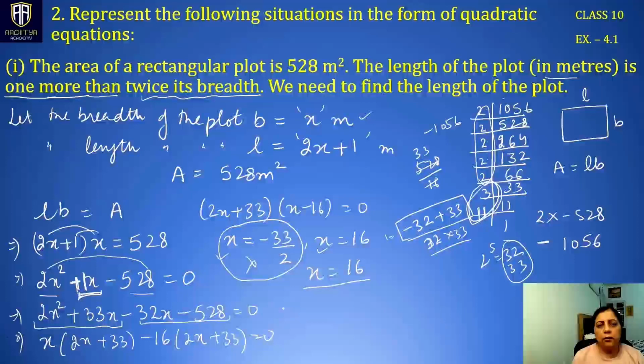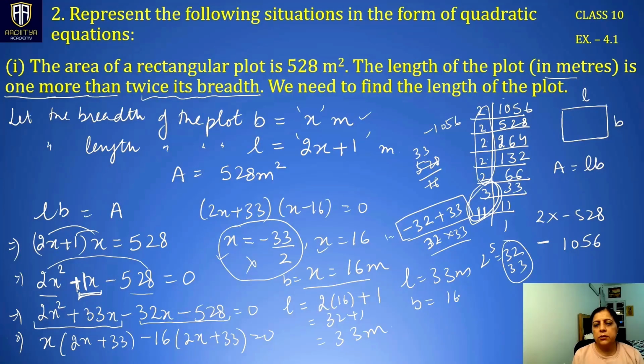Now the breadth is 16 meters. Now length is 2 times x. That means 2 times 16 plus 1. That is 32 plus 1. So length is 33 meters. Right? So the length is 33 meters and breadth of this rectangle is 16 meters. We have solved this. These are the parameters.